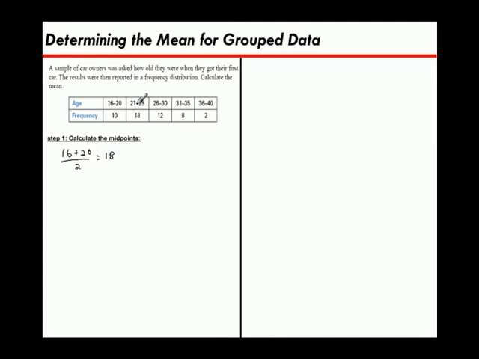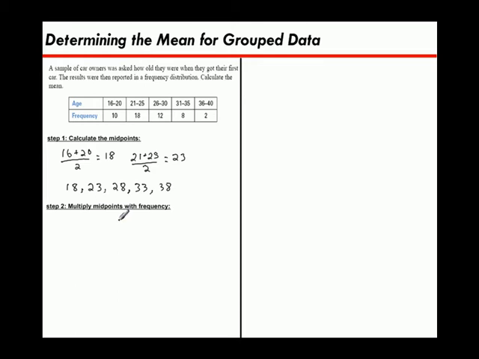So we're going to do that for each one of these intervals and come up with the midpoint. So for example, the next one will be 21 plus 25 divided by 2, which is 46 divided by 2, or 23. All right, so I've just gone ahead and listed the midpoint for each one of those intervals for the age right up there. And that's step 1.